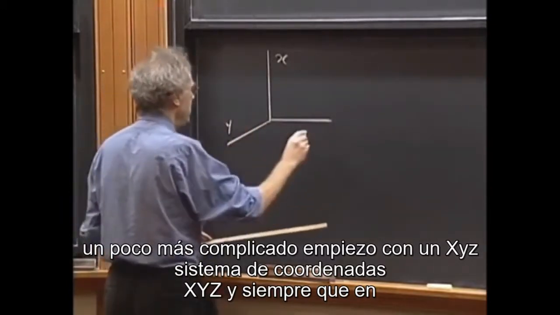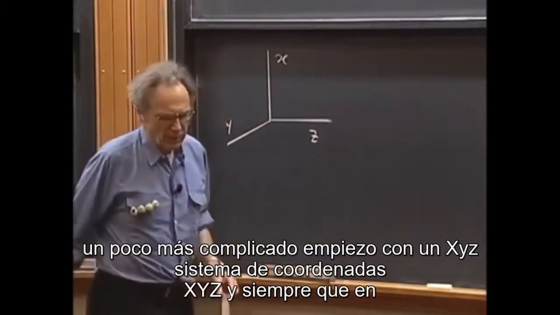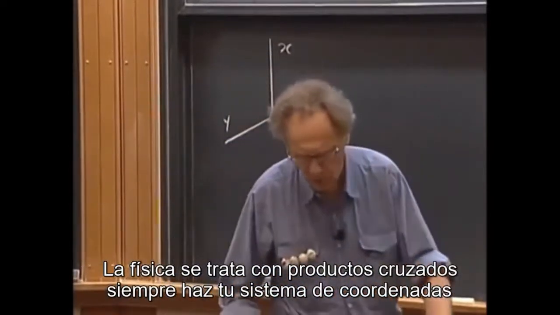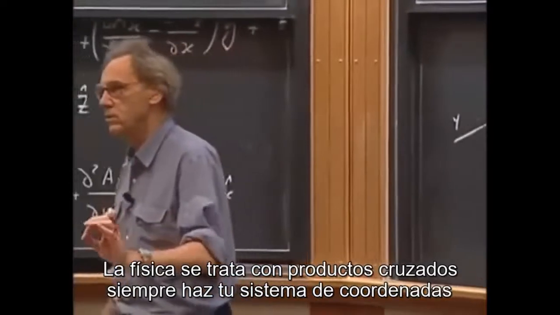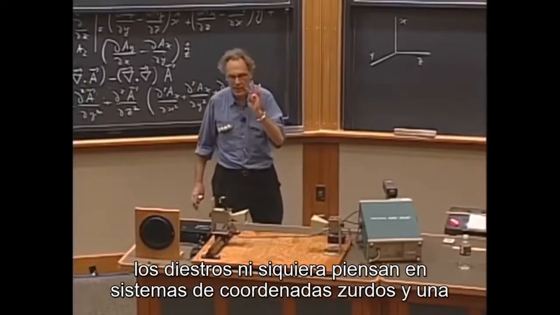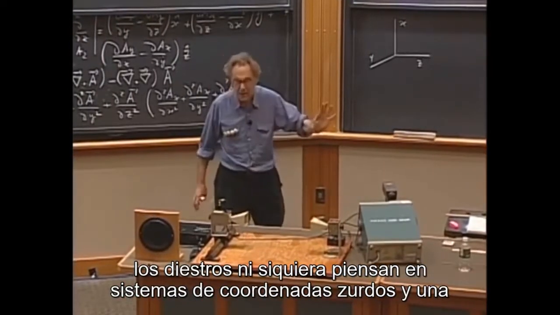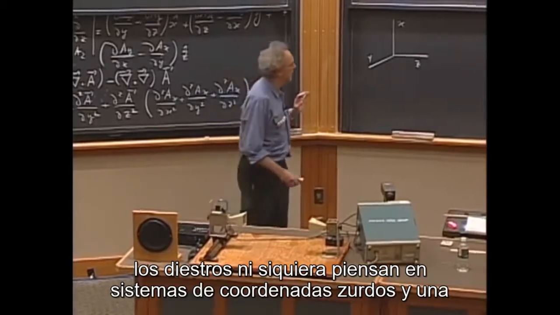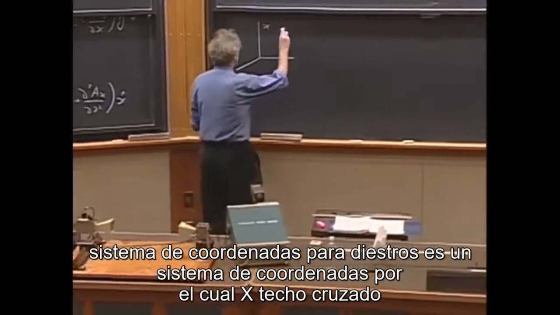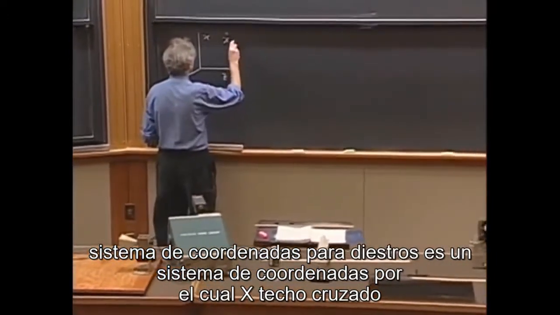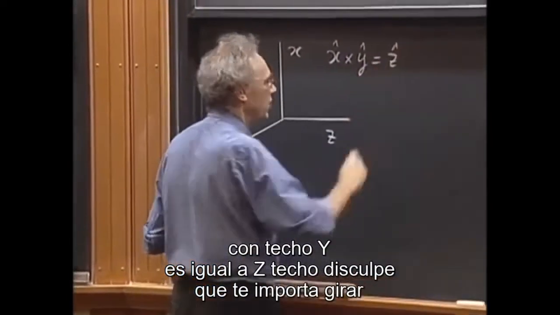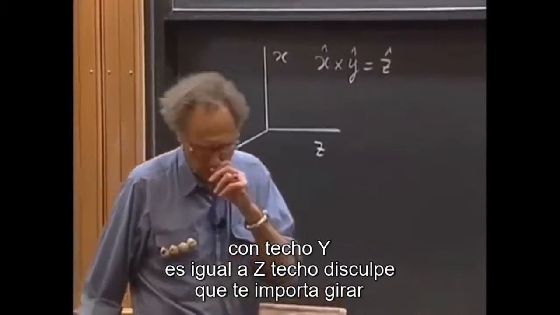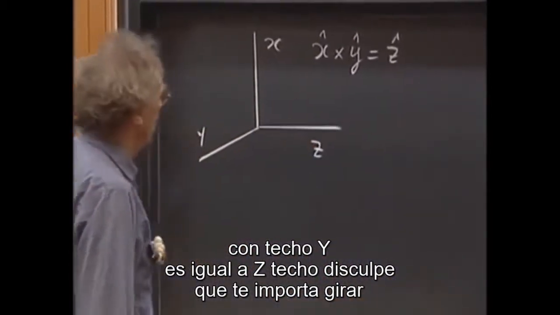I start with an XYZ coordinate system, X, Y, Z. And whenever in physics you deal with cross products, always make your coordinate system right-handed. Don't even think of left-handed coordinate systems. And a right-handed coordinate system is a coordinate system whereby x-hat crossed with y-hat equals z-hat.